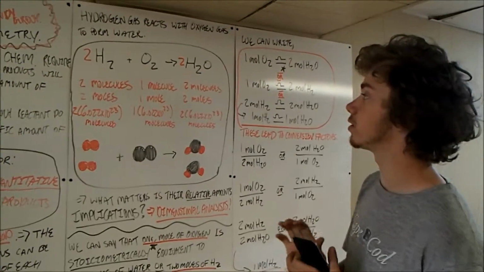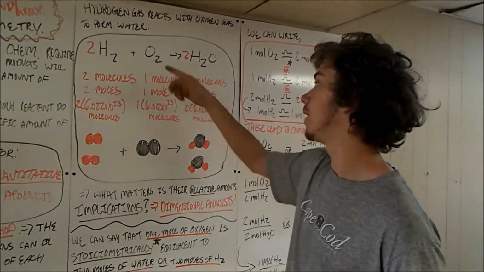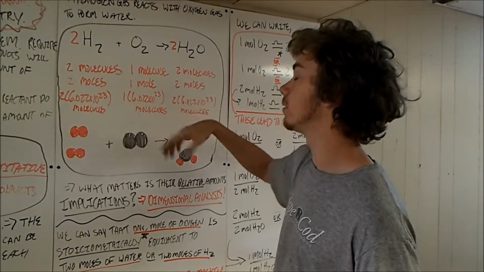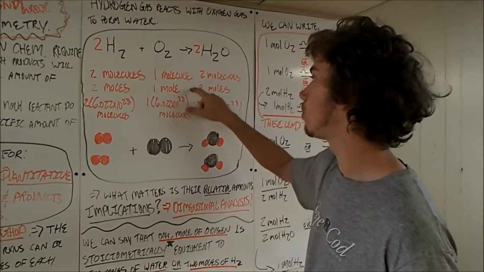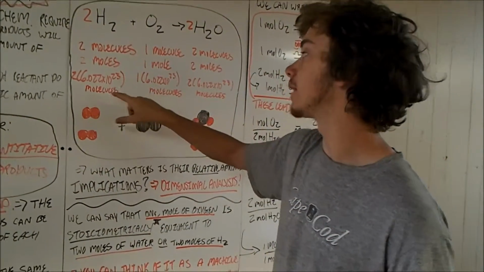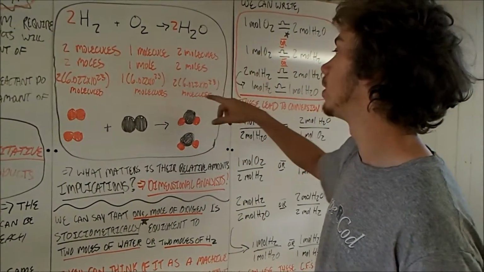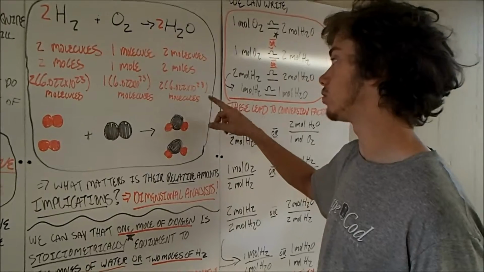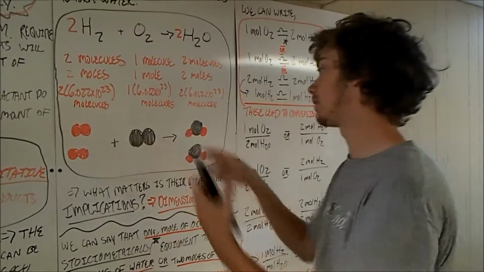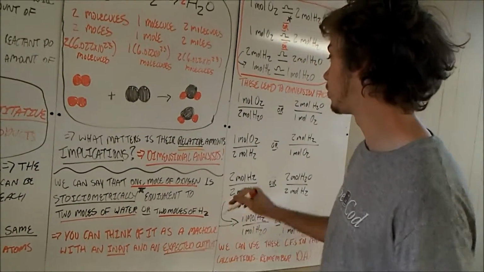I just want to show you there's a bunch of ways to look at this. We can say that two molecules of molecular hydrogen react with molecular oxygen, one molecule of it, to form 2 molecules of water, or we can think of it as 2 moles of hydrogen react with 1 mole of oxygen to form 2 moles of water, or we can say that 2 times Avogadro's amount of particles react with 1 Avogadro's amount of particles to form 2 Avogadro's amount of particles of water. And this is just a little mental picture to show you how it comes together. So what matters is the relative amounts. The relative amounts, it's all ratios.